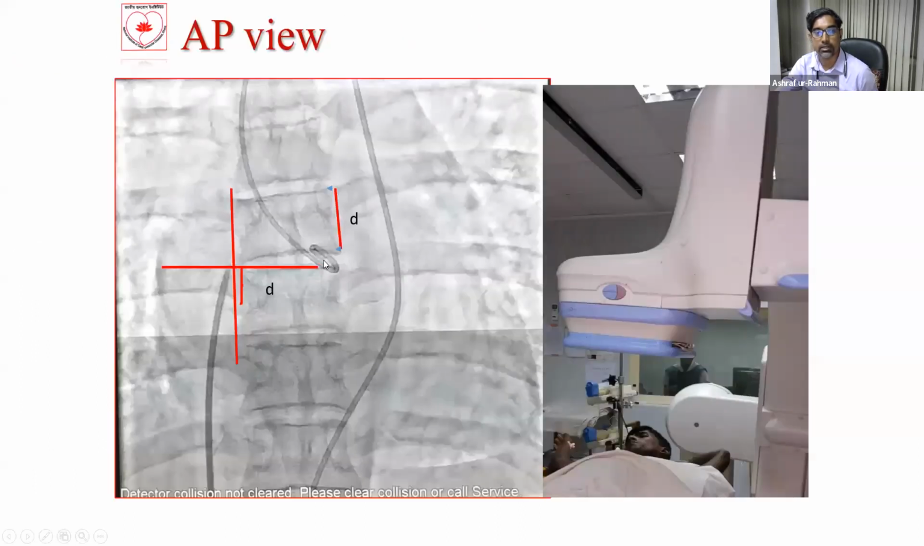So this is the lower end of the pigtail catheter, and this is the horizontal line, this is the vertical line, and this is the crossing. And this is half vertebra below. This is the puncture site in case of Hung's method.